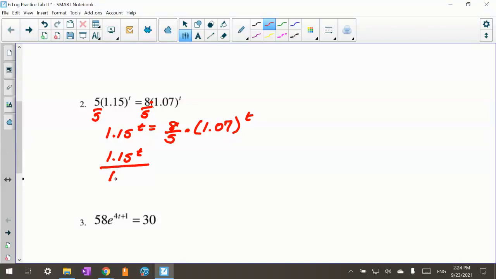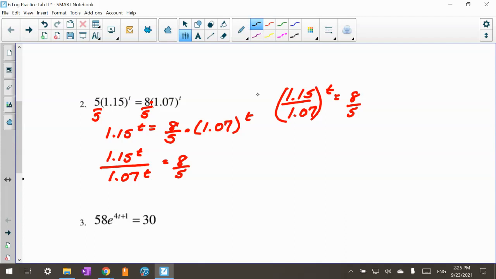1.15 to the t over 1.07 to the t equals 8/5. And then because they're both raised to the same power, I can write it as a division, all raised to the t equals 8/5. So I'm done with my normal math. So I'm getting it so it looks more condensed.